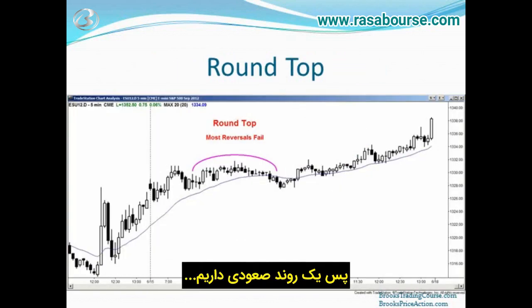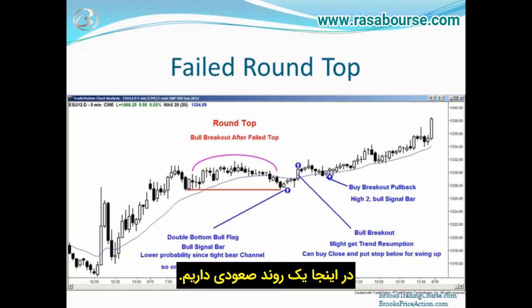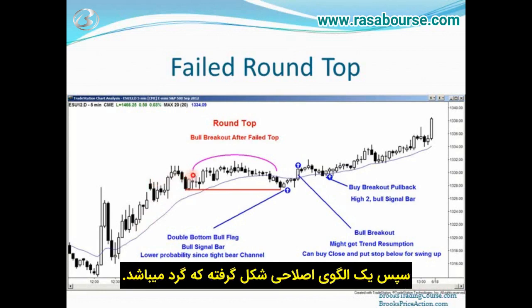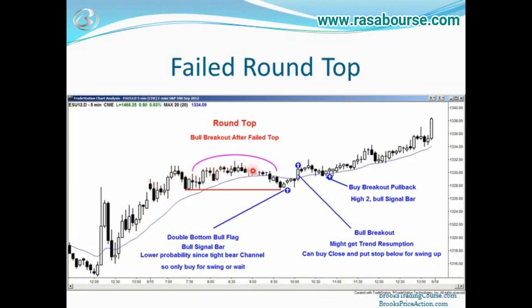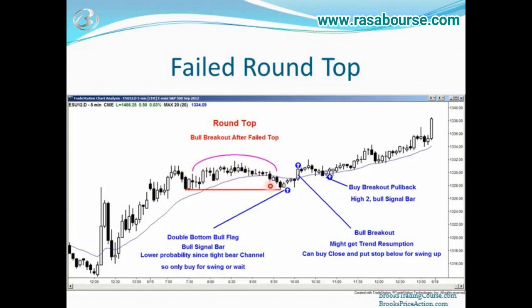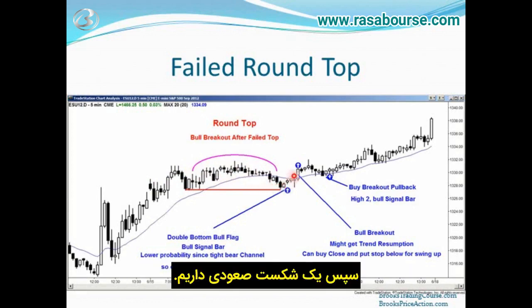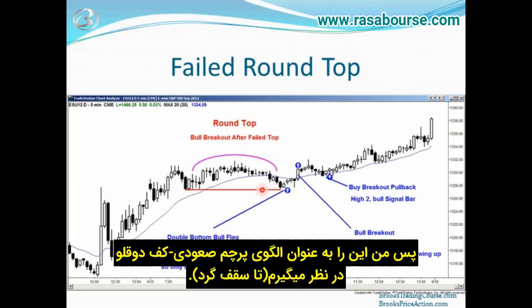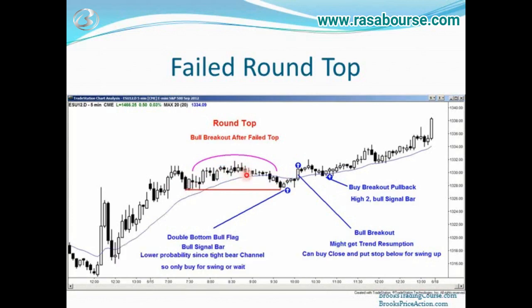So we have a bull trend, and a sideways pattern that is rounding over, and the bears would like to think of this as a rounding top. I think of this more as a tight trading range, and we ended up getting a bull breakout. We have a double bottom, so I think of this as more of a double bottom bull flag than a rounding top, and I would probably not take this short.